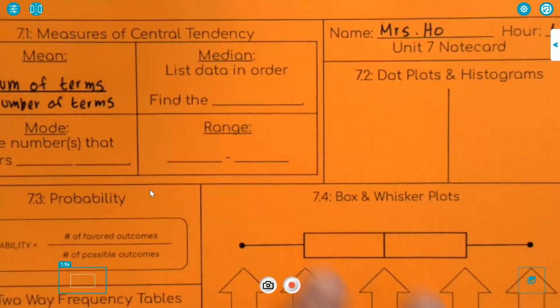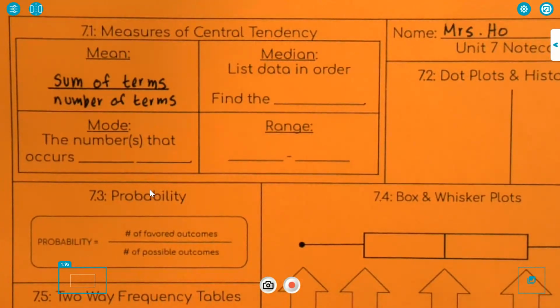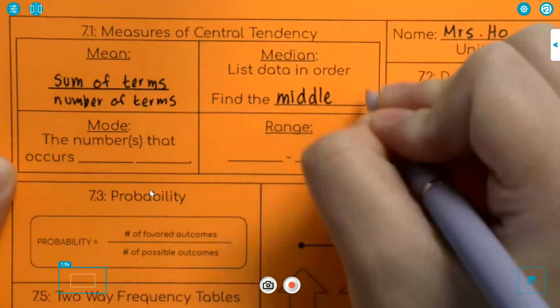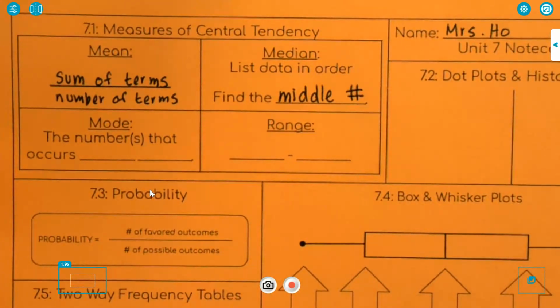Okay, to find your median, you have to list your data in order first, and then you are going to find the middle number. We left the entire back side of this blank. Something you might want to add is what to do if you have an even number of numbers and your median ends up between two numbers. You average those two numbers: add them together, divide by 2.